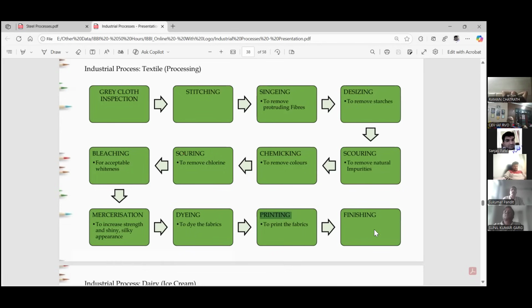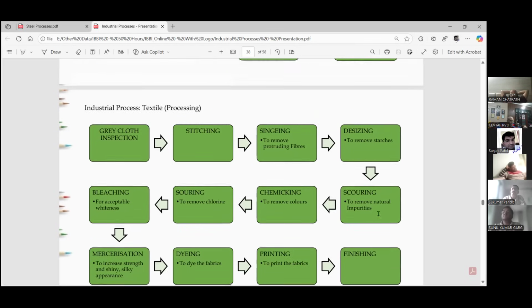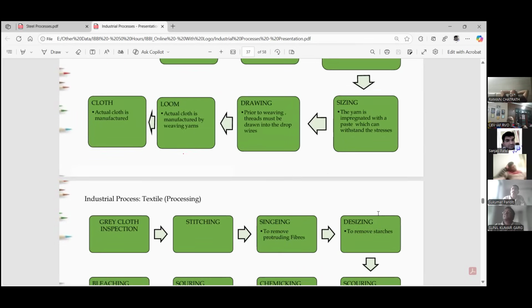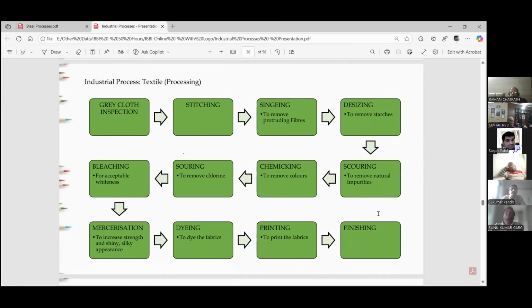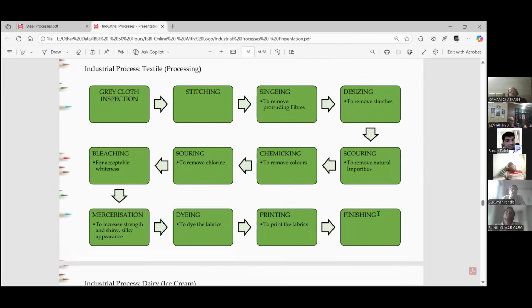यहाँ पे जो मेजर मशीन्स होते हैं, that is a singeing machine, sizing machine, scouring machines, chemicaling machine, souring machine, bleaching machine, mercerization machine, dyeing machine या dyeing jet भी बोलते हैं, printing machines and fabric inspection machines. Okay, yeah. So this is the entire textile industry from cotton to the ready-made garment. Okay, so the names of the machines and the names of the sections are the same here as per the process.